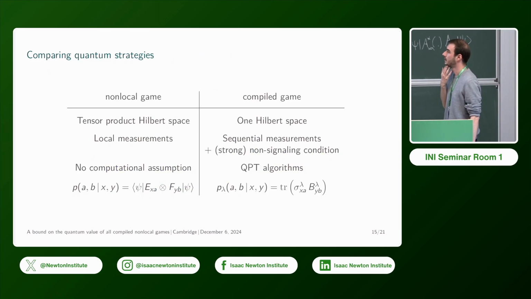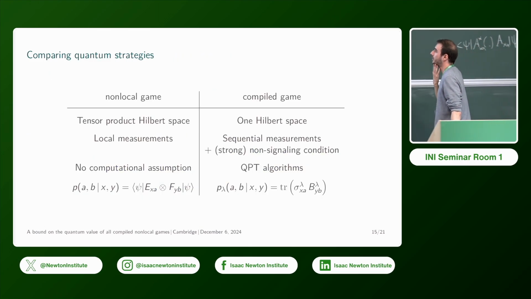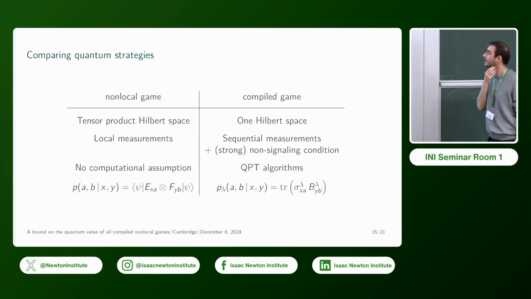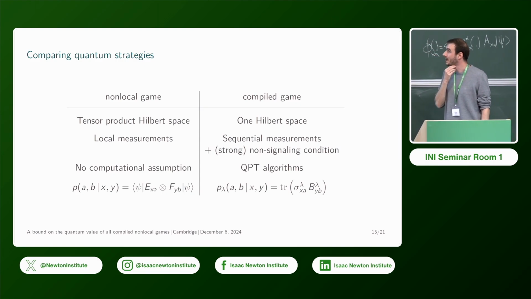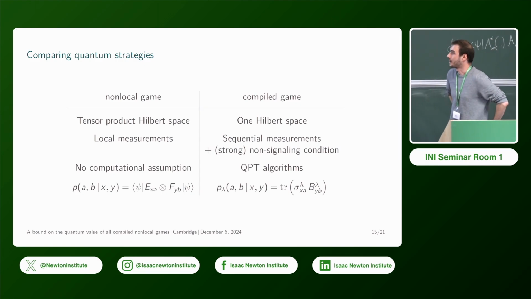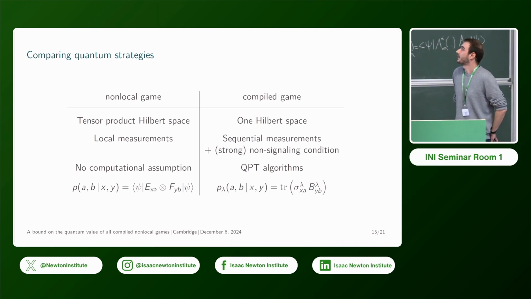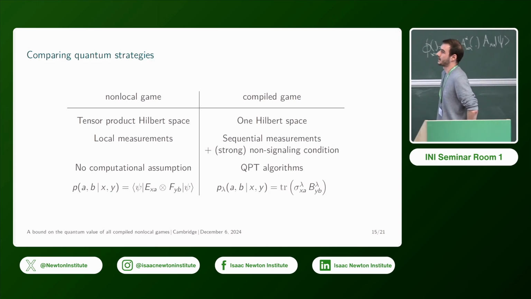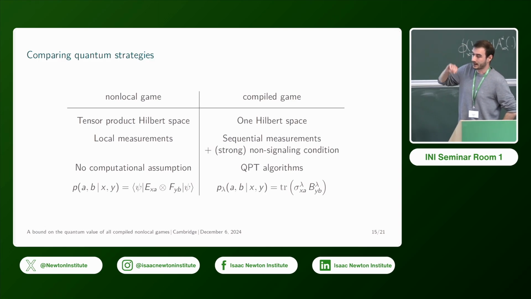Okay. So just a quick overview of what is the difference for non-local games and compiled games. In the non-local game, I have the tensor product Hilbert space, at least in the finite dimensional setting. And for the compiled games, I now have just one Hilbert space. In the non-local case, I have those.